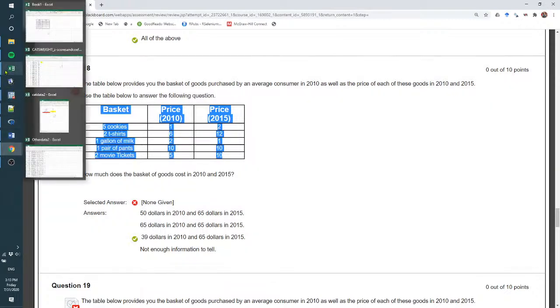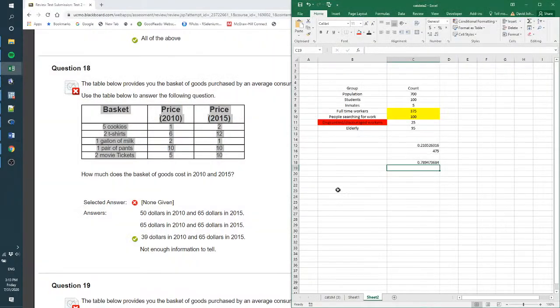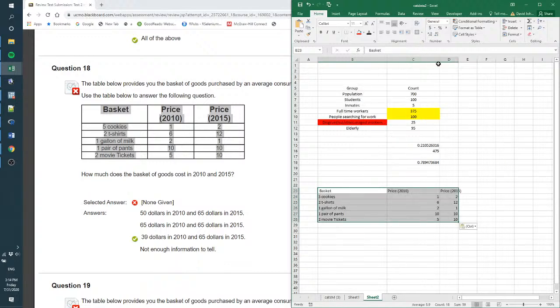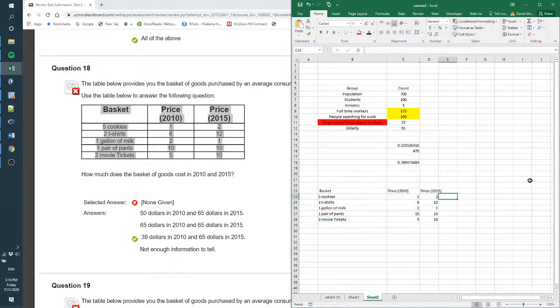Again, we're going to run over to our trusty spreadsheet. All right, so we're buying 5 cookies, 2 t-shirts, 1 gallon of milk, 1 pair of pants, and 2 movie tickets. All right, so let's find our expenditures in 2010 and our expenditures in 2015. And let me go ahead and fix that.